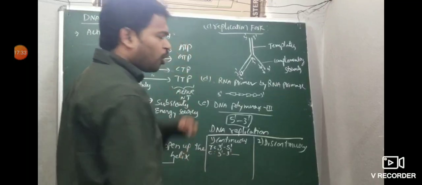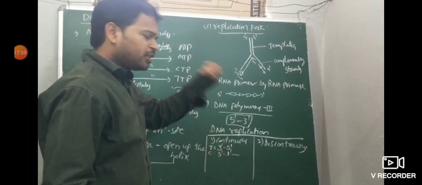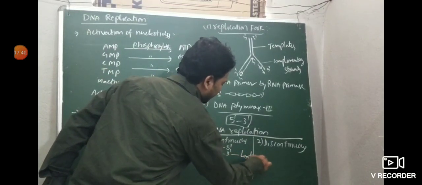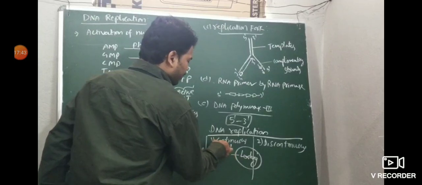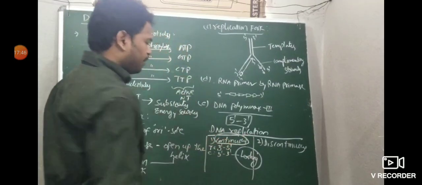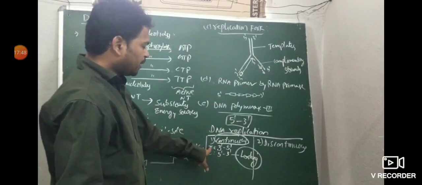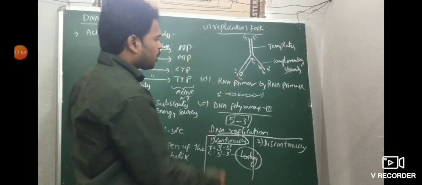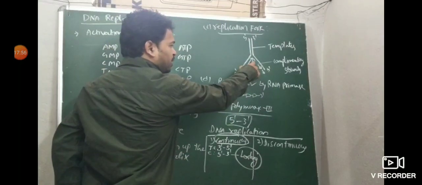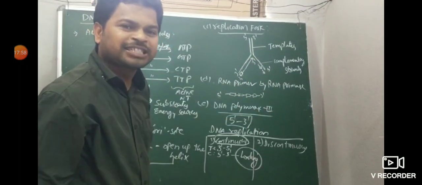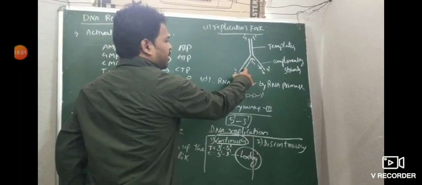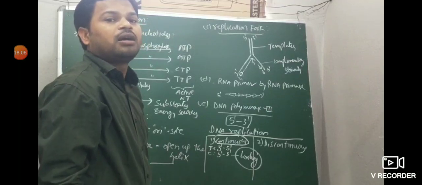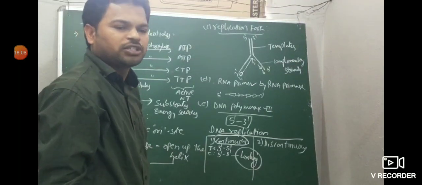So the new complementary DNA is a 5 prime to 3 prime strand. This is nothing but, without any breaking, it continually extends the strand. That's why this strand is called a leading strand. This type of replication is called continuous replication. If the template strand is 3 prime to 5 prime, then the complementary strand is 5 prime to 3 prime. That's nothing but the leading strand. This type of replication without any breaking is called continuous replication.